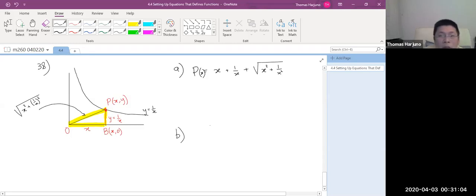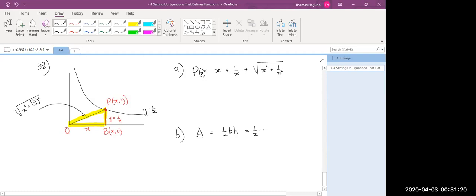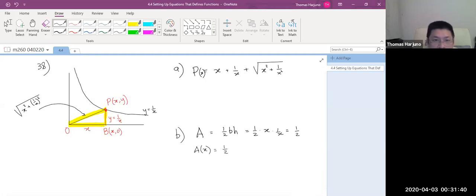Now the area of the triangle will be 1/2 times the base times the height, which is 1/2 times, what is the base? X. How about the height? 1 over x. So when I multiply this, I get 1/2. You see that the area of the triangle will be 1/2. In fact, that's supposed to surprise us a little bit, that whatever the x that you choose, the area of that triangle is still 1/2.